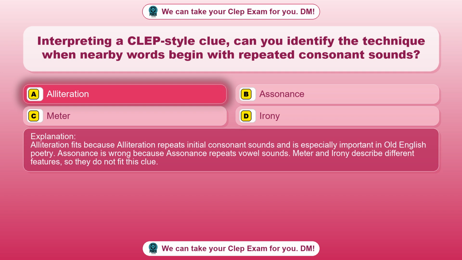Alliteration fits because alliteration repeats initial consonant sounds and is especially important in Old English poetry. Assonance is wrong because assonance repeats vowel sounds. Meter and irony describe different features, so they do not fit this clue.